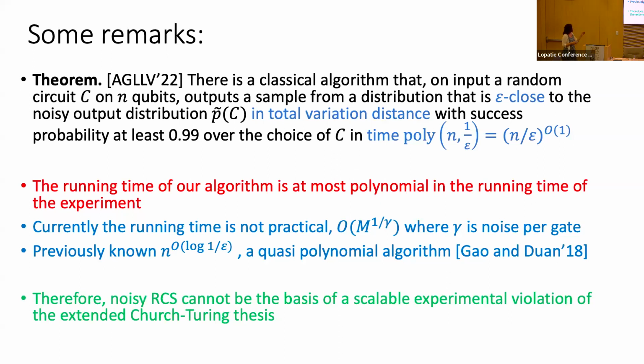Okay, so noisy RCS, this is very strong evidence. I'll maybe say something about why it's not complete evidence, why it's not an impossibility result, but very strong evidence that noisy RCS cannot be the basis for a scalable experimental violation of the extended Church-Turing thesis.